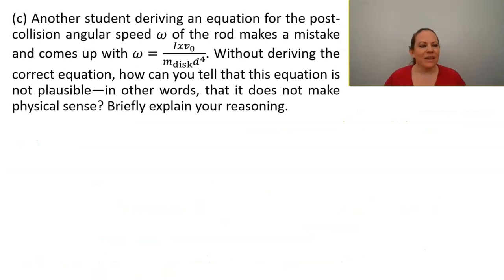Part C, another student deriving an equation for the post-collision angular speed omega of the rod makes a mistake and comes up with omega equals I x v naught divided by m disk times d to the fourth. Without deriving the correct equation, how can you tell that this equation is not plausible? In other words, that it does not make physical sense. Briefly explain your reasoning. So we've got a couple ways we can look at this.